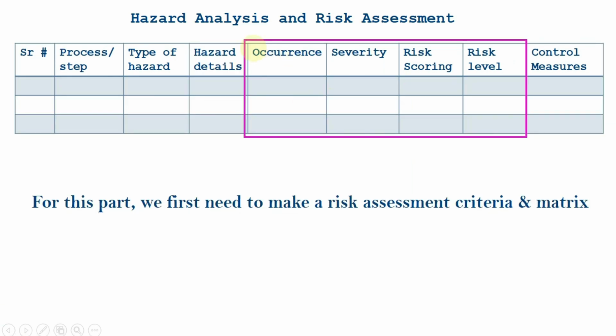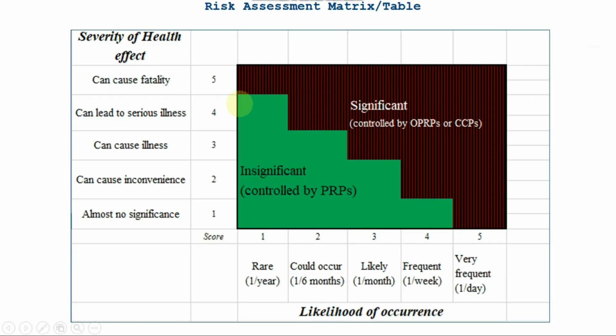In the second phase, we need to fill up this second portion which I have highlighted there. For this we need a risk assessment criteria or matrix. Without this, we cannot fill that area. The risk assessment matrix or table will look like this. You can use it as it is, or you can make your own, but I would suggest using the same to avoid any confusion. Or you can also ask me in the comments if you need any support from me.